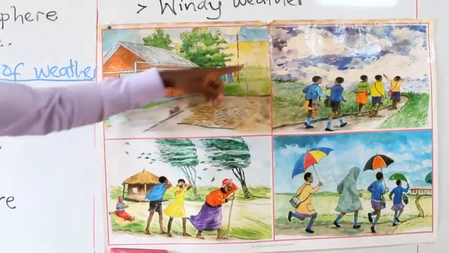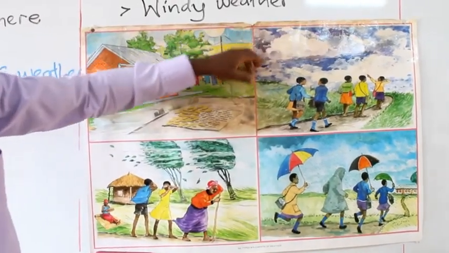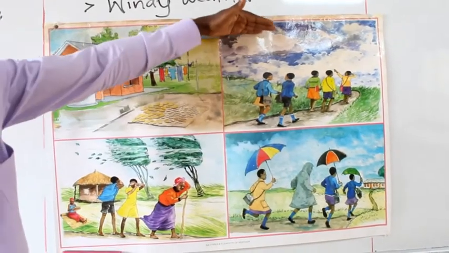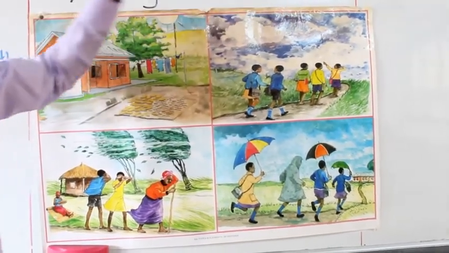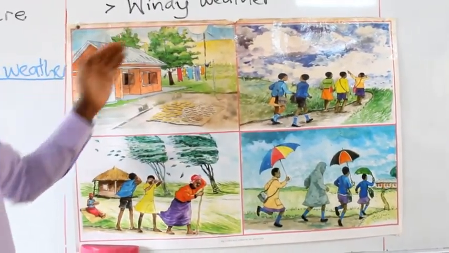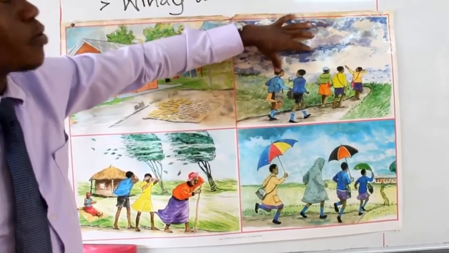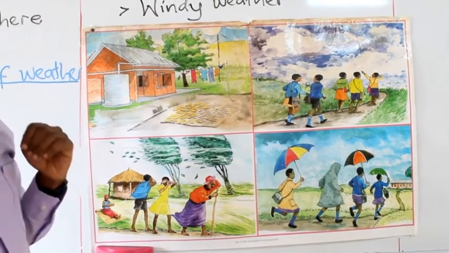Now you go to picture 4. Children are busy moving to school, but above them in the skies, the sky is not clear. There are very many clouds formed here. So this kind of weather is the one you're calling cloudy weather.